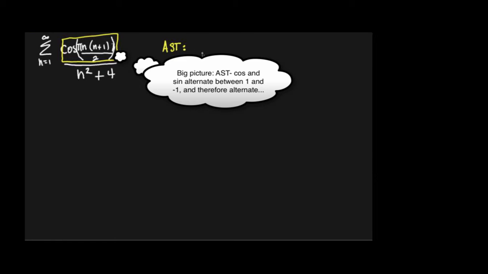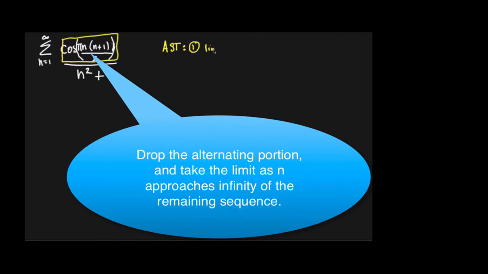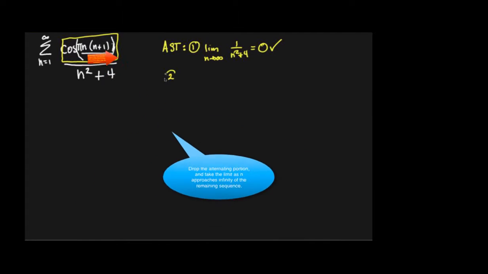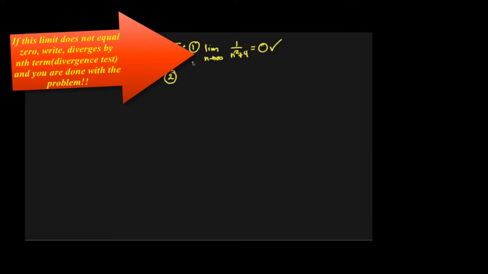So what you do is you drop the alternating portion, and what's the first step we have to do for that? Take the limit as n goes to infinity of a of n, which is just 1 over n squared plus 4. Okay, and if it equals 0, which it does, you go on to step 2. What if it didn't equal 0? Then it would diverge by the divergence test.